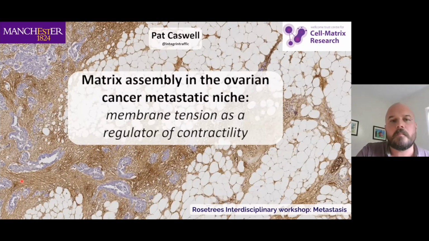So I want to start by talking about membrane tension and a pathway that we've identified through which low membrane tension can actually regulate contractility and retraction in cells that are migrating rapidly. And then I want to move on later to some newer ideas where we think similar pathways can contribute to matrix assembly in the context of metastatic niche assembly. So that's this supporting matrix that surrounds tumour cells within metastases.